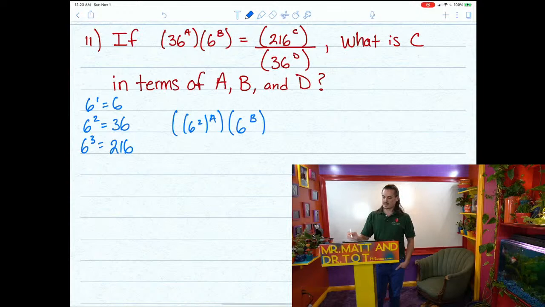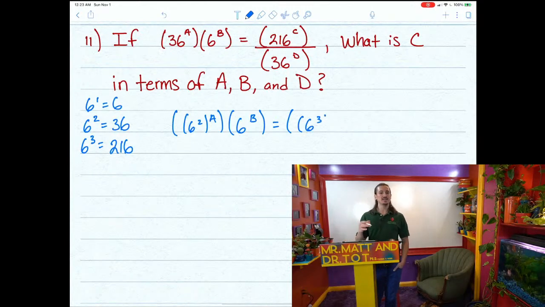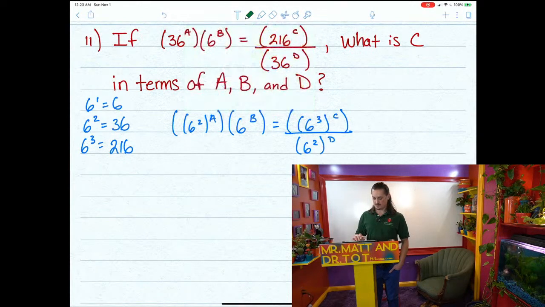Also recognize that when they say what is c in terms of a, b, and d, that's just a tricky way of saying get c by itself, make sure a, b, and d are on the other side. That's all that means. So now we have powers of powers, so we can go ahead and simplify here.